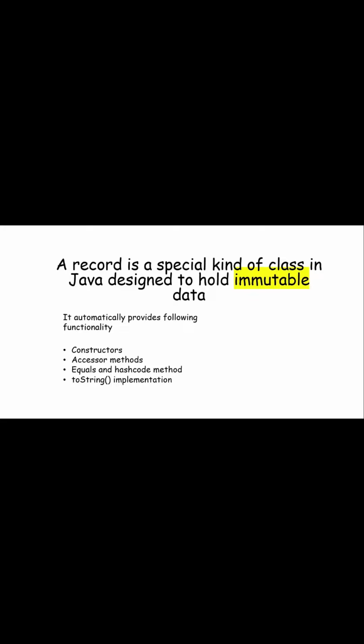A record is a special kind of class in Java which is designed to hold immutable data. It automatically provides the following functionalities: for example, the constructor for all the arguments, the accessor methods to get those values, the equals and hashCode contract for the uniqueness of the object, and the toString implementation.